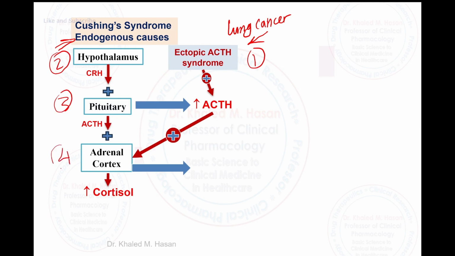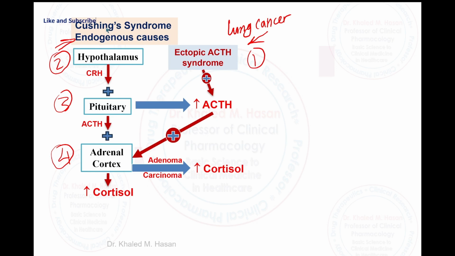Number four could be an adrenal tumor. You can see it here if you click on the next step, that the adrenal cortex may suffer from adenoma or carcinoma, and this will lead to an increased level of cortisone. And the patient, at the end, will suffer from Cushing syndrome.